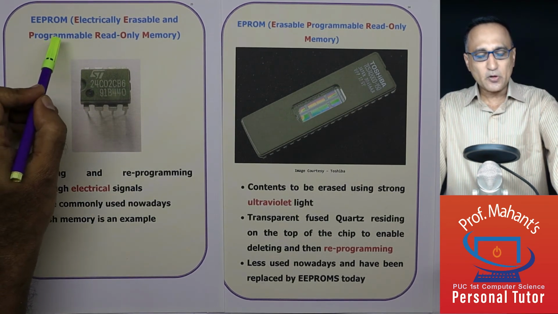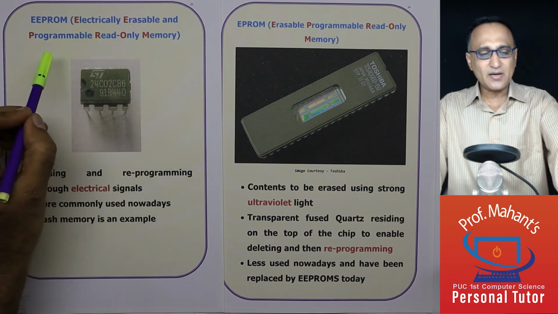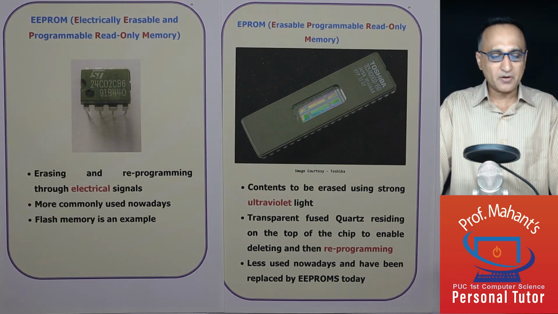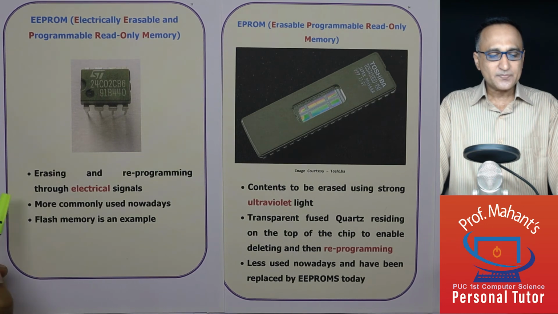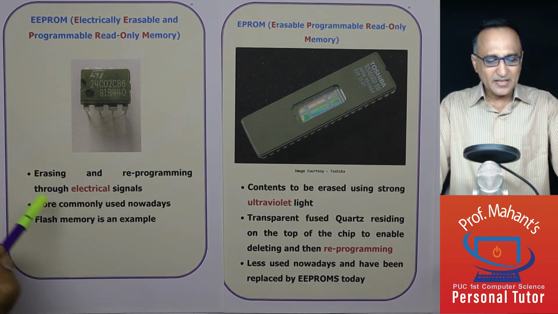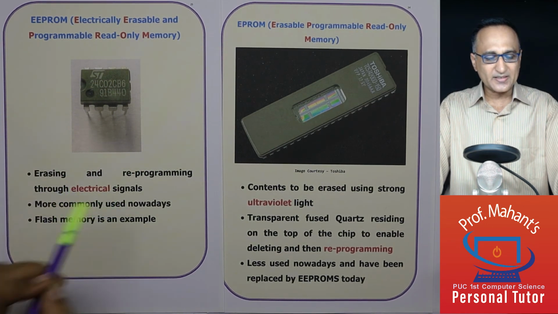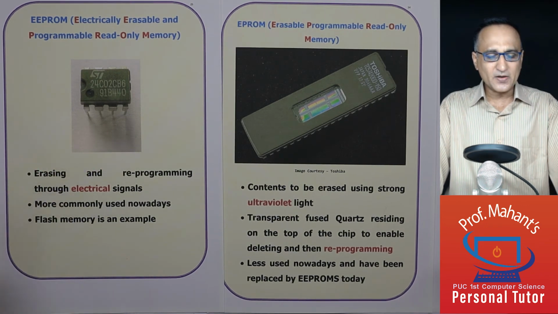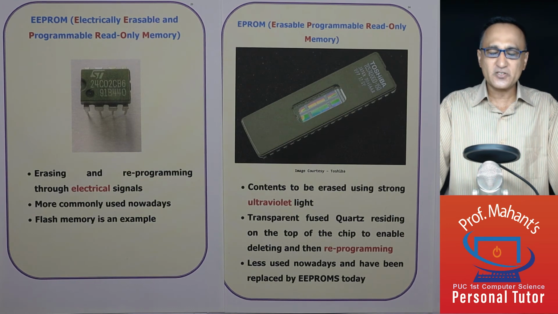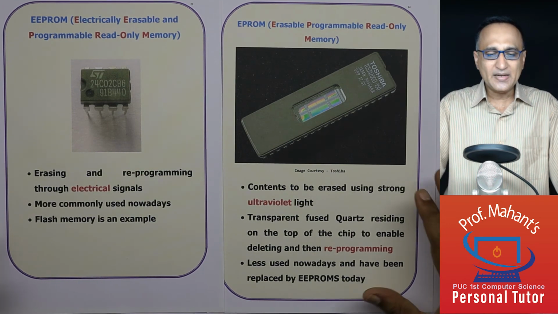EEPROM stands for electrically erasable and programmable read-only memory. Here, we erase and reprogram the contents through electrical signals. This is very frequently used now. An example of this is flash memory, which is found in smartphones and mobile devices.